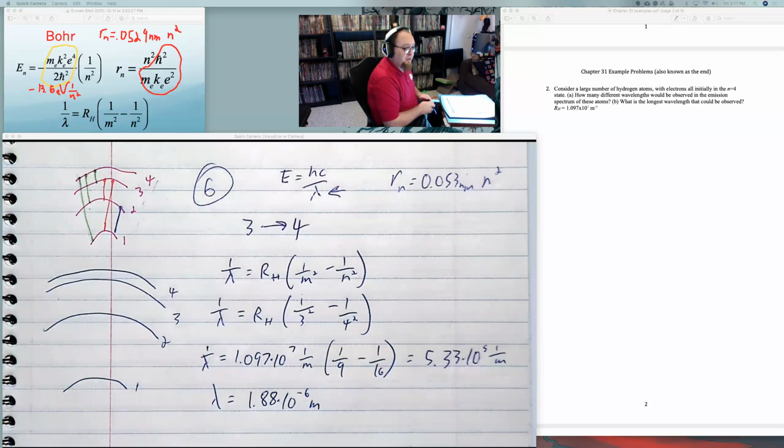Now that wouldn't be visible. That's 1880 nanometers, which would be infrared. That's part of the Paschen series, relaxing from 4 to 3. Paschen, P-A-S-C-H-E-N. But that's the wavelength.